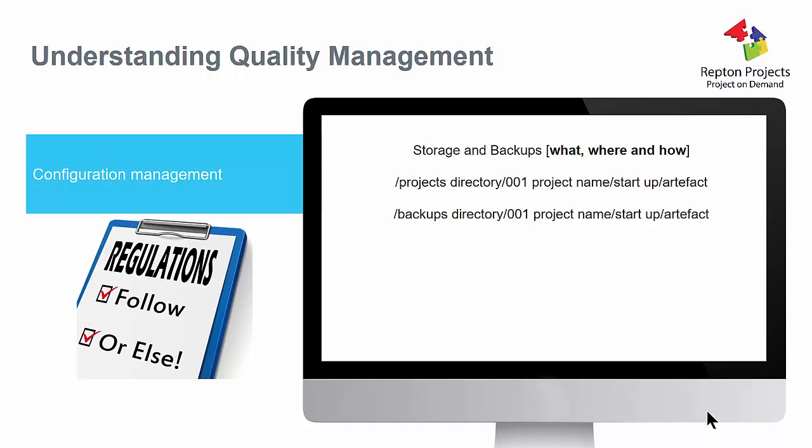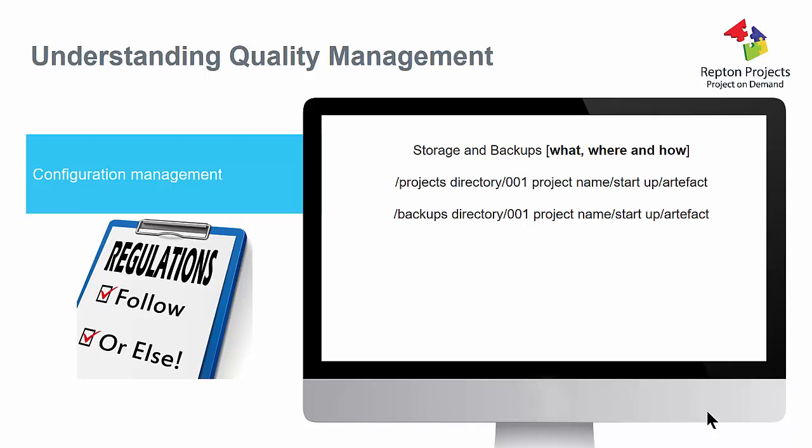Storage and backups. This is about what, where and how. So yet again, we need to store our project artifacts, normally in what's called a project directory. So if you look at the example in the middle line of that, you've got a backslash and then projects directory. That is the directory where we store all our projects. We might then want to create another directory underneath that, which is 001, and then our project name, which would be new website, for example. So then all our actual artifacts are stored within that project directory.